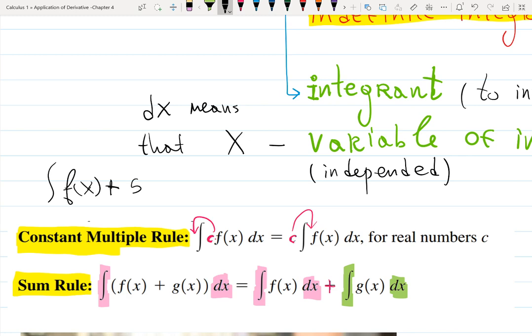So if I forgot to put dx at the end and now I have integral f of x plus 5, am I just integrating f of x or am I integrating f of x plus 5? That's why you should put dx. If I put it here, then plus 5 is standing separately. If I put it after plus 5, then f of x plus 5 is being integrated.